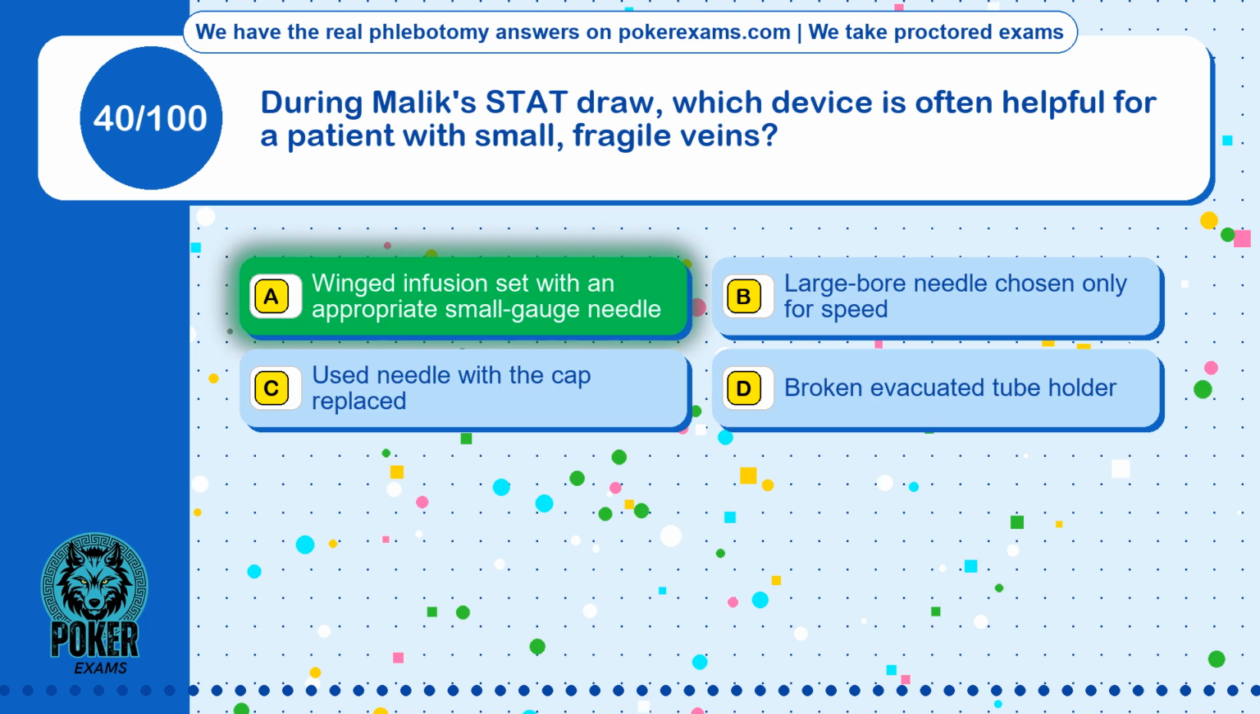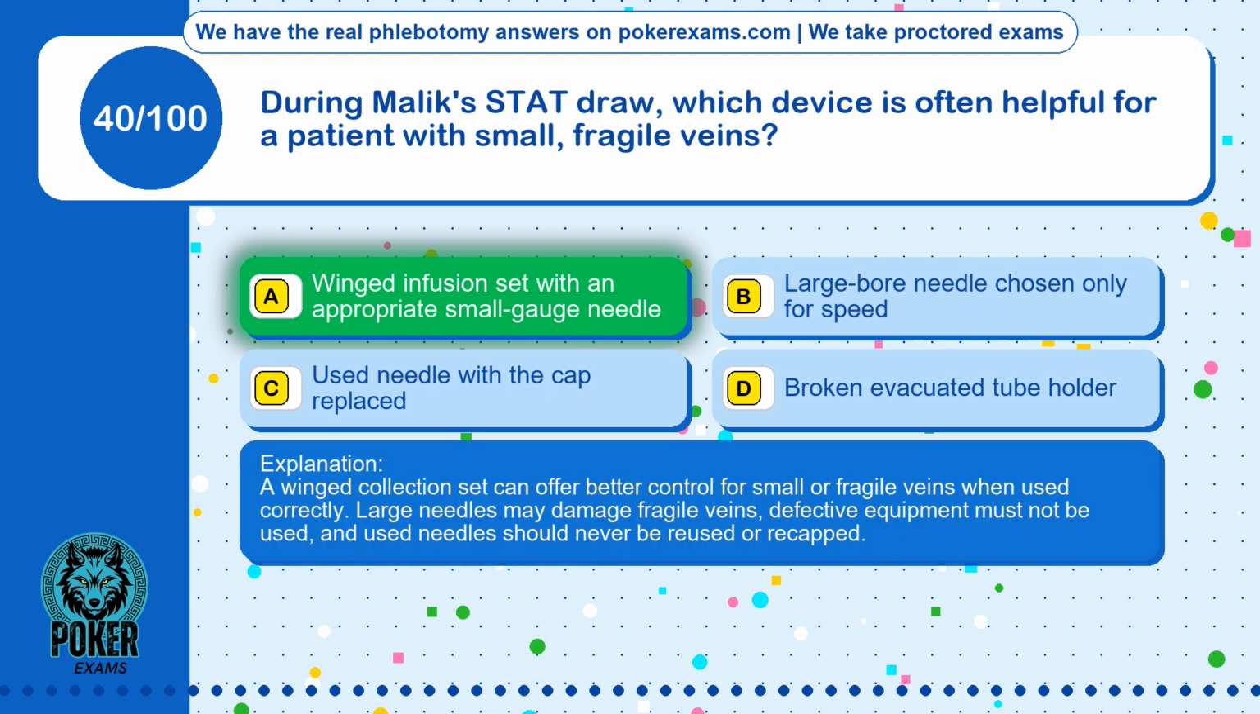The correct answer is option A. Winged infusion set with an appropriate small gauge needle. A winged collection set can offer better control for small or fragile veins when used correctly. Large needles may damage fragile veins, defective equipment must not be used, and used needles should never be reused or recapped.